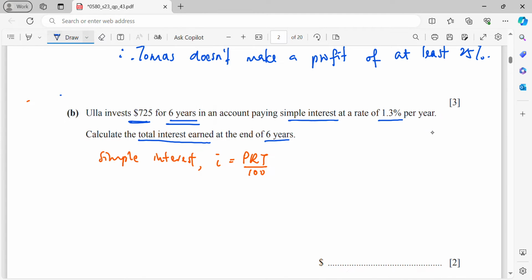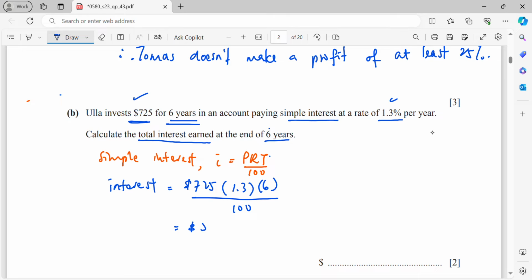Cool. So now I will write interest equals, the P is 725, R is 1.3, T is the number of years, which is 6, over 100. Then this is going to be 5655 over 100. So at last, you are getting 56.55. So this is the actual amount of the interest earned.